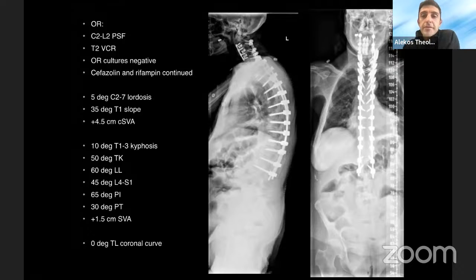Really tough case, but it looked like a really nice outcome. As you've always taught me, don't give up on your patients, and this is a good example of that.